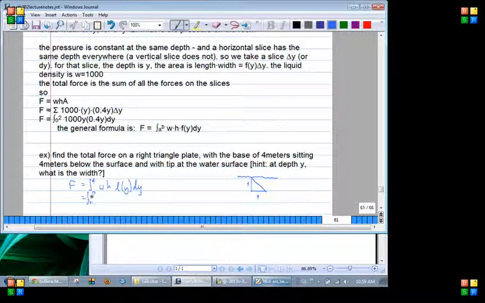So integral from 0 to 4. What's the W? What's the density? 1,000. Yeah, it's water, so it's 1,000. Okay. Now H represents the depth. So what is the depth at any spot? It's just y. Now at any spot, what is the length across? Really, we think it is the width, but what's the length across?